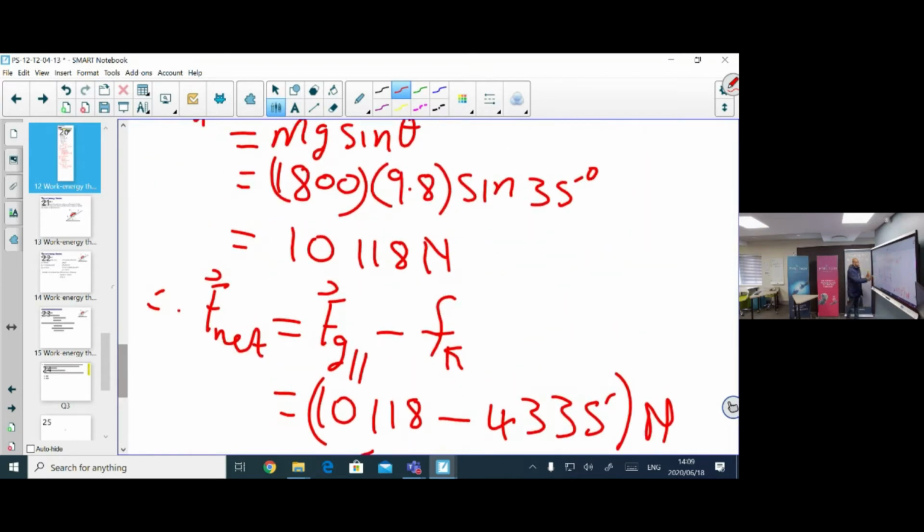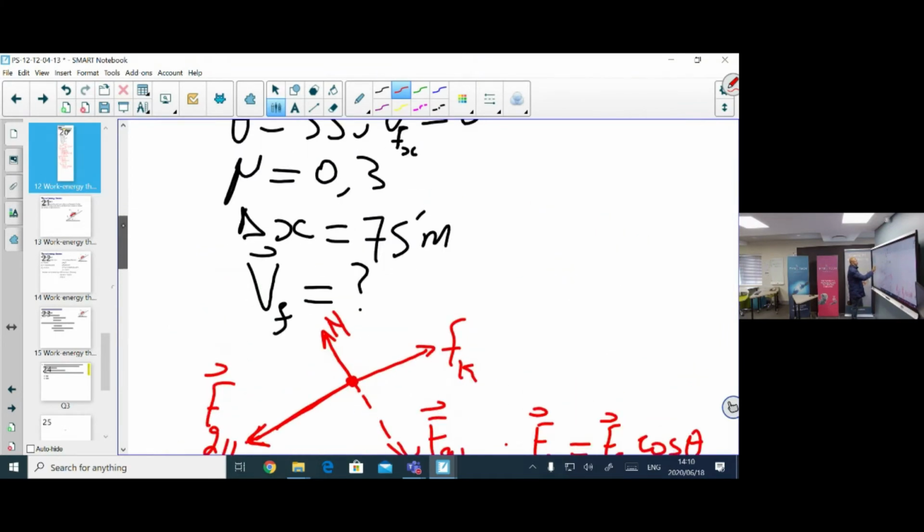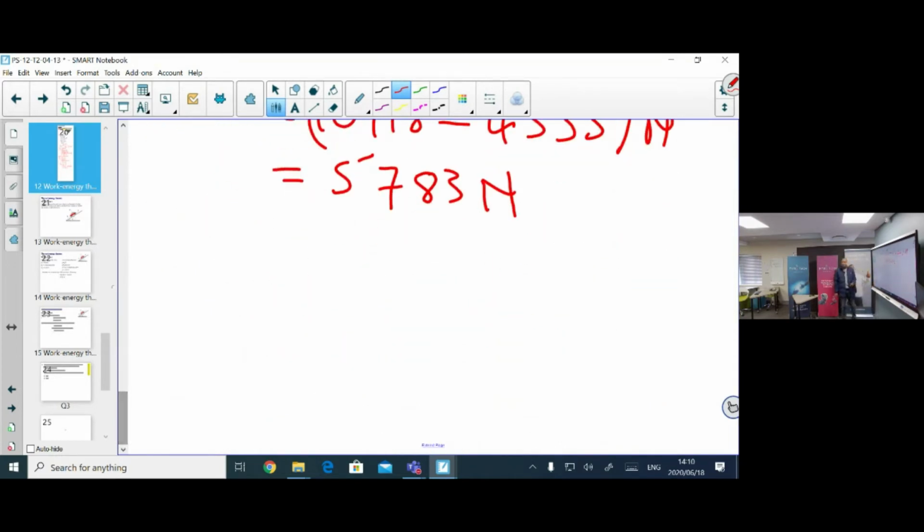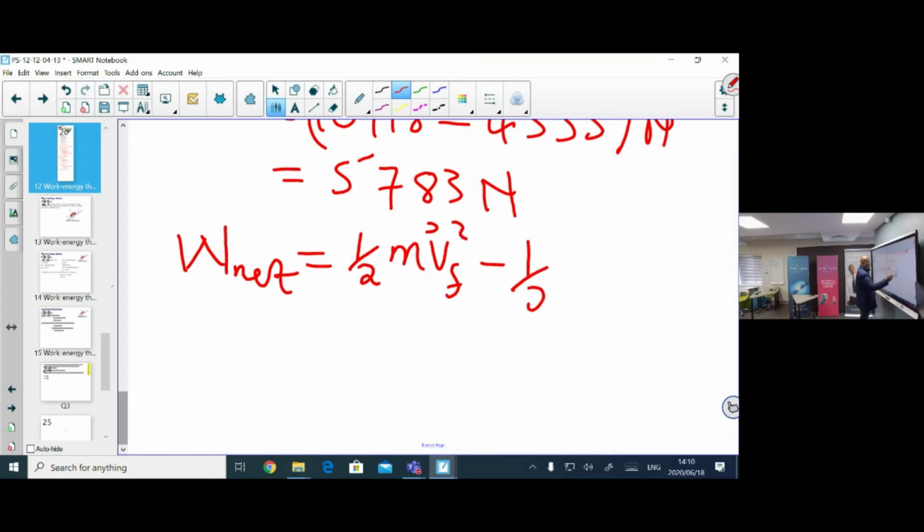And then, after this, we have the F net. You can just use this F net to calculate the following. We are looking for the final velocity. There are two ways that you can use. You can use the formula of work, which is W equals F net, change in x, cos theta. Or else you can carry on. Let us use the work energy theorem formula. That is W net, which is equal to half m v final minus half m v initial, all of that squared.